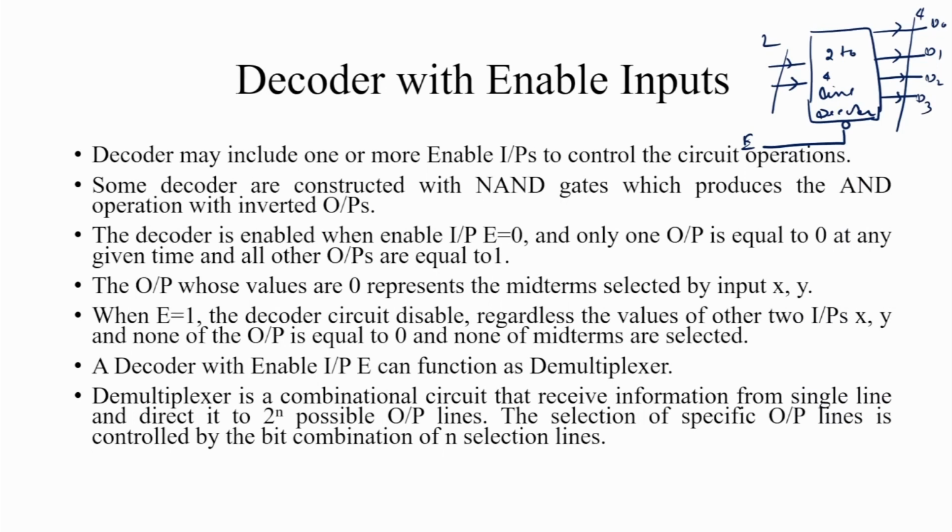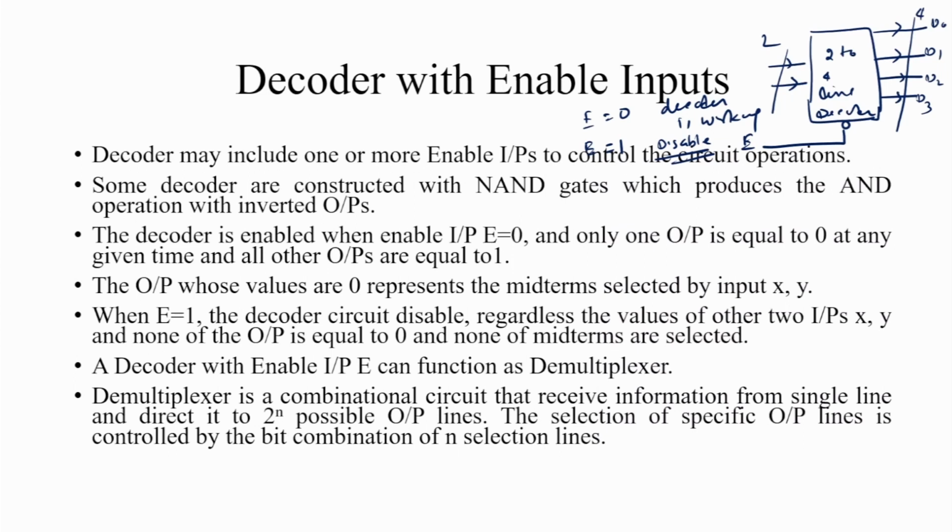Why do we use a decoder with enable input? For modifying decoders, suppose we want to design a 4 to 16 line decoder by using 2 to 4 line decoders, or a 3 to 8 line decoder by using 2 to 4 line decoders, there is a need for a decoder with enable input. It means when a particular decoder is functional and when it is not functional. When the value of E is equal to 0, this means the decoder is functional, the decoder is working. When E is equal to 1, this value is 0, which means the decoder is disabled. Disabled means non-functional, the decoder is not functioning.